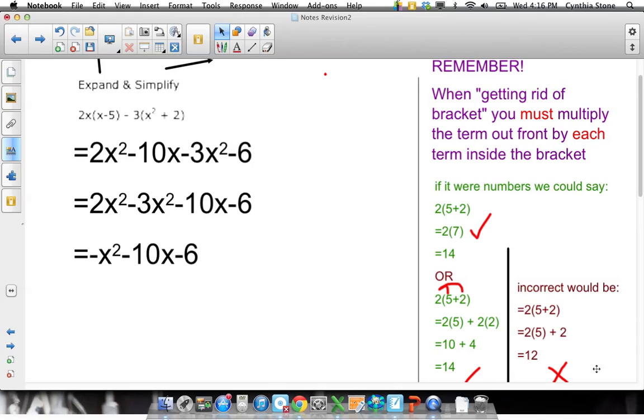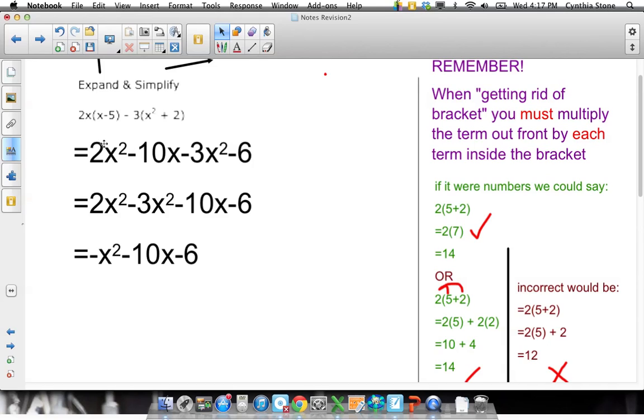The common mistake, and that's why I put this here, is that sometimes people multiply the 2 by just the first, like in this case just the 5, and not by the 2 as well, and that's the common mistake, right? And you can see it doesn't work out to the same thing. Okay, so that's distributive property looking just at numbers, and it follows the exact same rules as if there's letters. Anyway, so back to here.